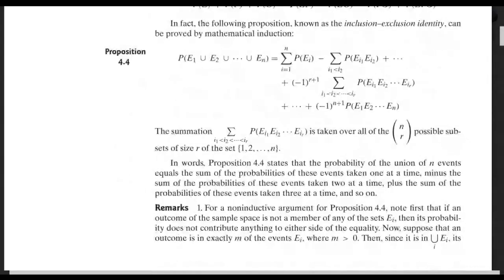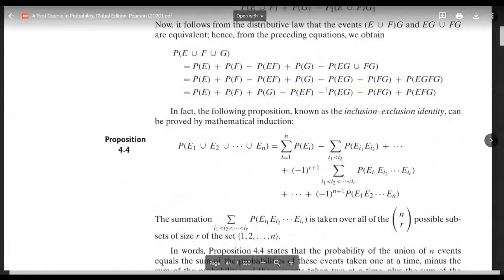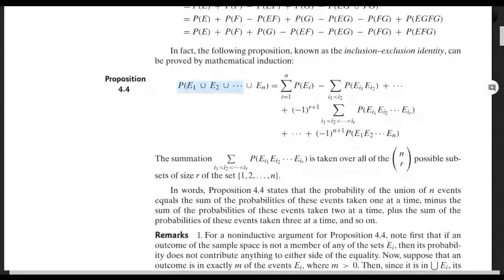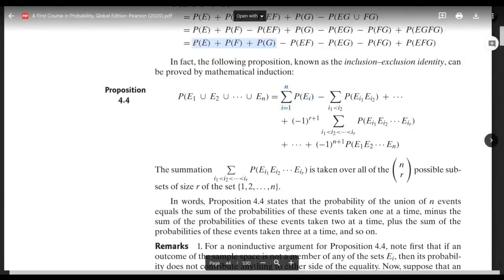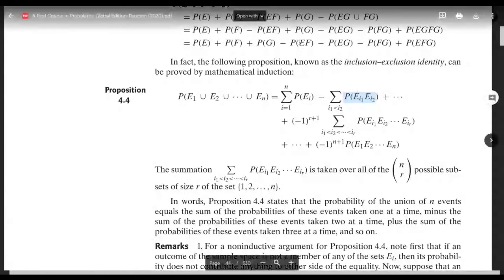See, another proposition. So this proposition basically depends on this. From 2 events to 3 events, we could see up to n events. Up to n events, we have this summation of the probabilities of all the events. That's this part. Then subtract the probability of the intersection of 2 events. That's this part.